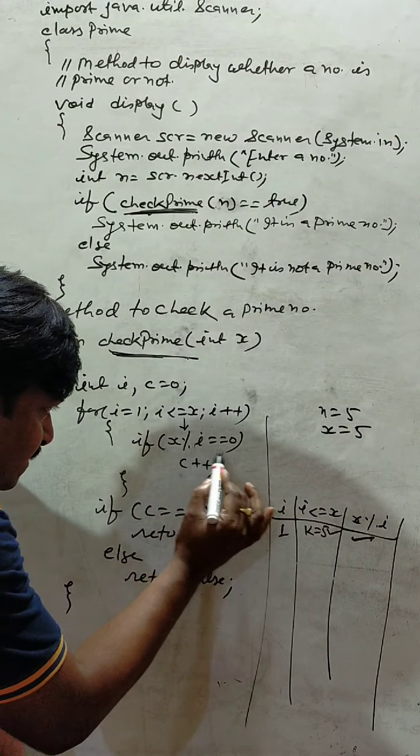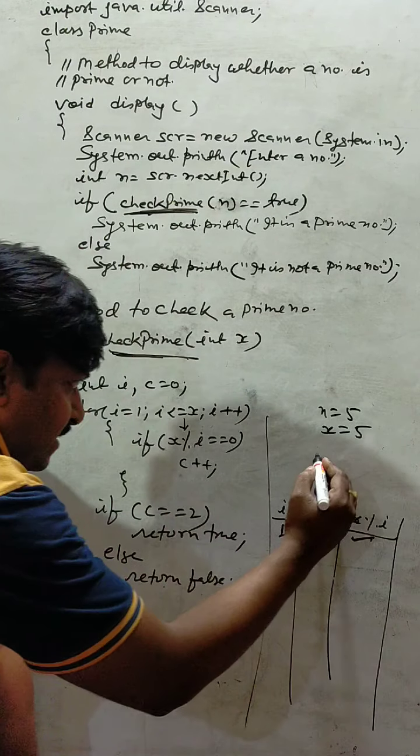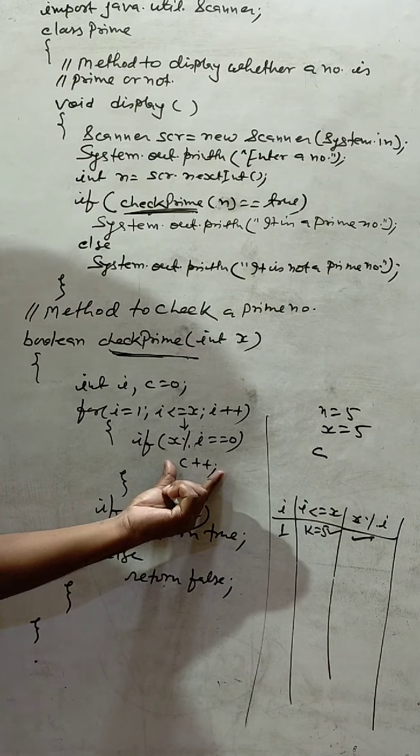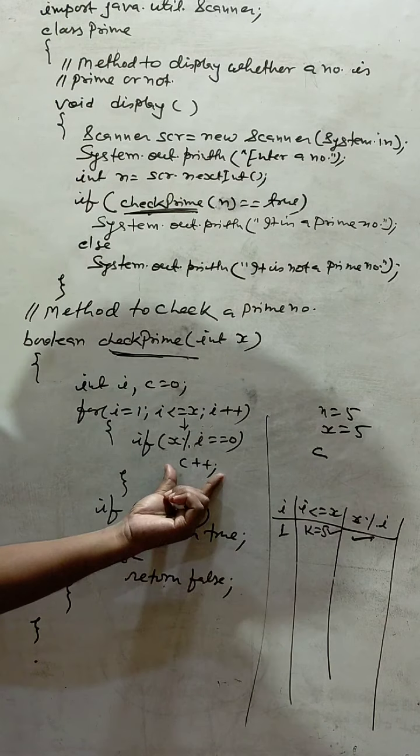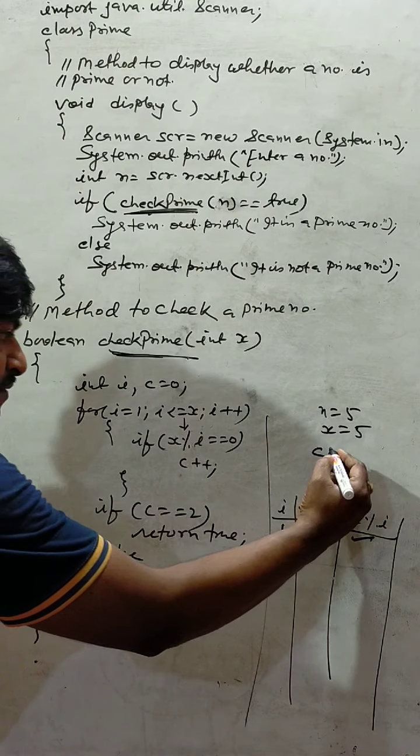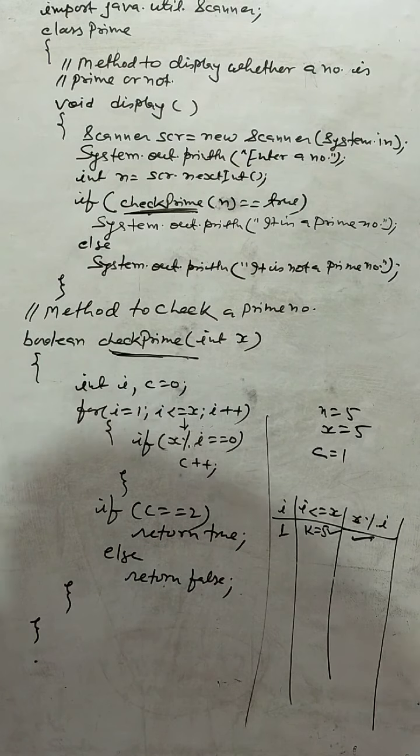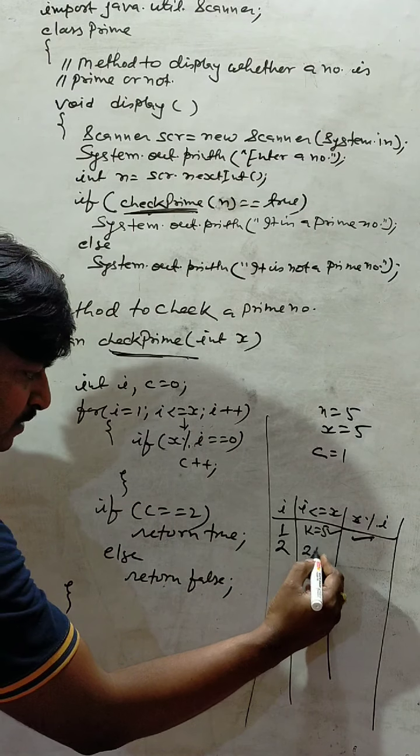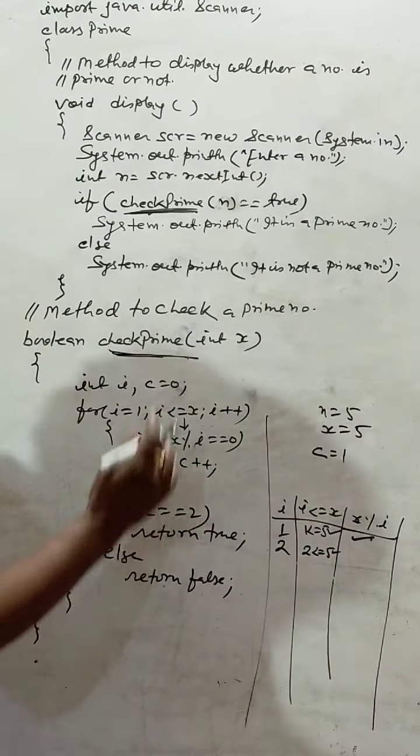If this condition is true, then the line C++ will execute, and the initial value of C is 0. When this line executes, the value of C increases by 1. Therefore, the new value of C is 1. Again, I++, the value of I is 2, 2 less than or equal to 5, the condition is true.